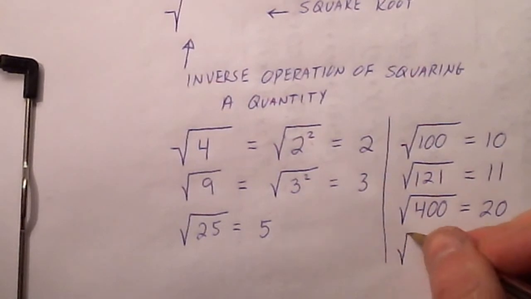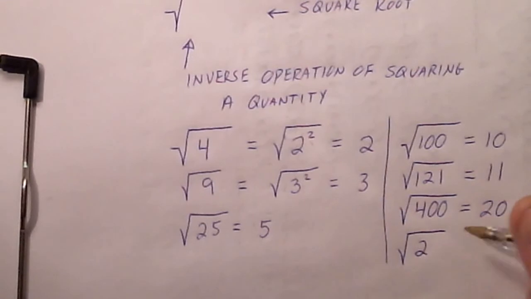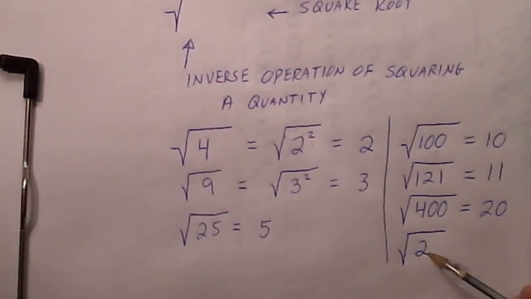Now, what if I was to take the square root of a non-perfect square? In other words, the square root of 2. 2 is not a perfect square of a whole number.